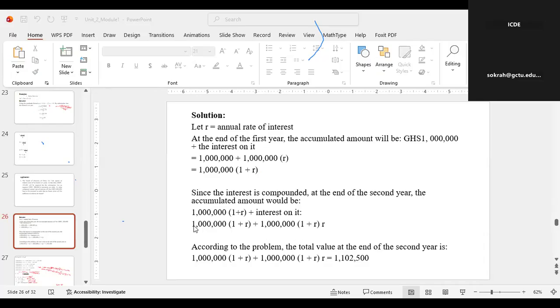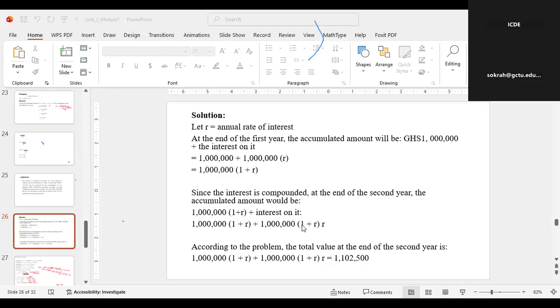The interest will be what? This same 1 million times bracket 1 plus R, times the duration for that period, that is for another 1 year. That is why I didn't write the 1, because even if I bring it, it will not change anything. But if you are doing your work, you can add it. So 1 million into bracket 1 plus R times 1, which is the 1 year, times the rate for that 1 year too. So that is the new rate, the R you see here again.